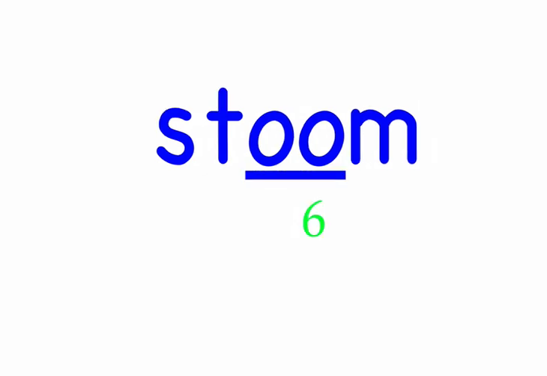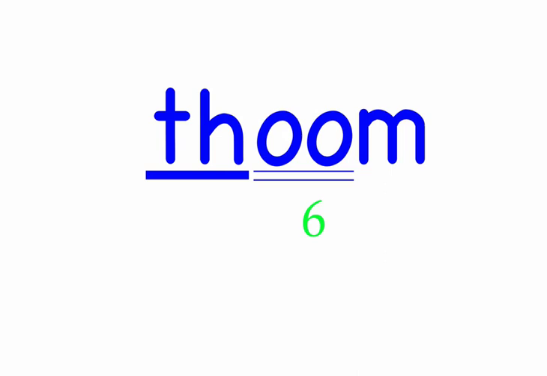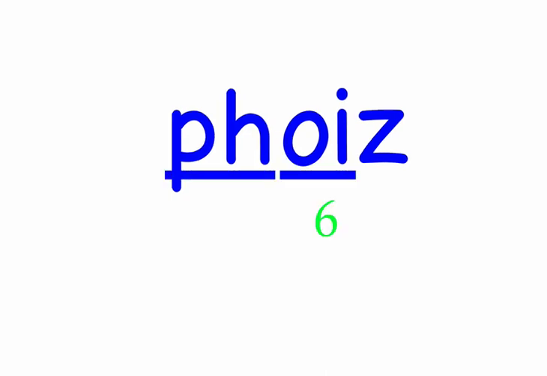Row 9. Stoom. Boo. Thumb. If OO were underlined one time, we would pronounce this word thoom, but because it's representing its second sound, the OO team, it's thumb. Ond. And our last word, foys. This completes marking the words in lesson 334.